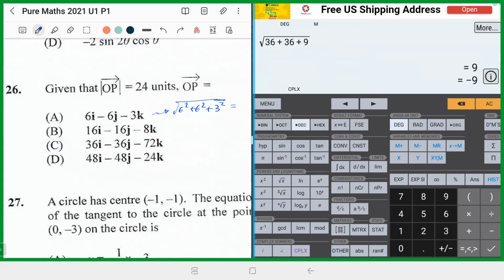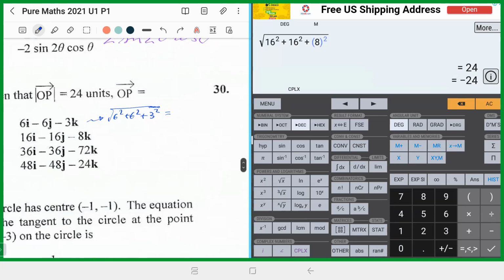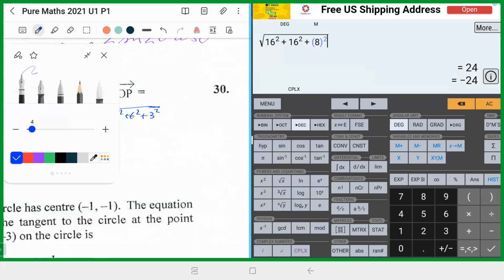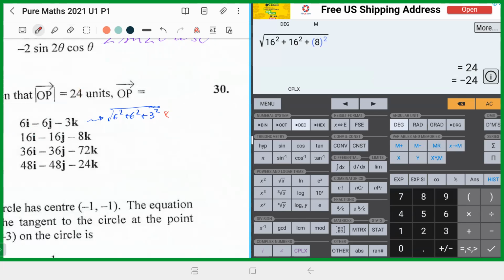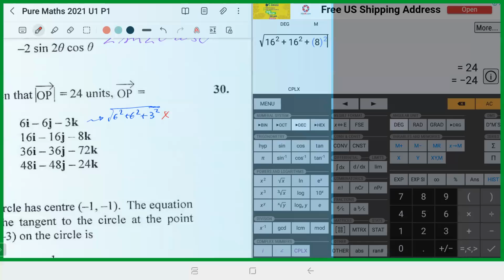All right, so let's try the second one. The second one is going to be 16 squared plus another 16 squared, then plus 8 squared. So this one will give us the answer. This one will give us 9. We'll have to work it out. This is not it. This is not it. All right, so it's not it.